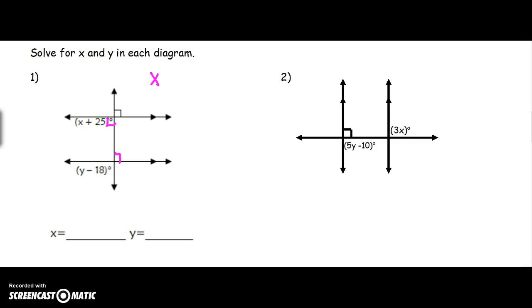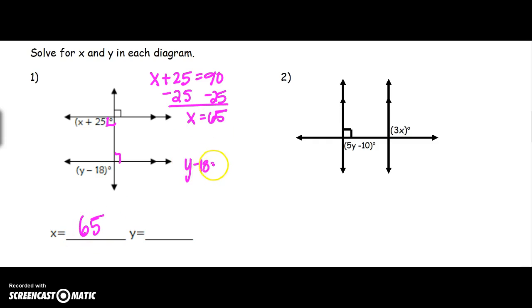If a transversal is perpendicular to one of two parallel lines, it is perpendicular to the other. So you're going to take each of these angles and set it equal to 90. If you subtract 25 from 90, X is 65. And if you do Y minus 18 equals 90, add 18, Y is 108.